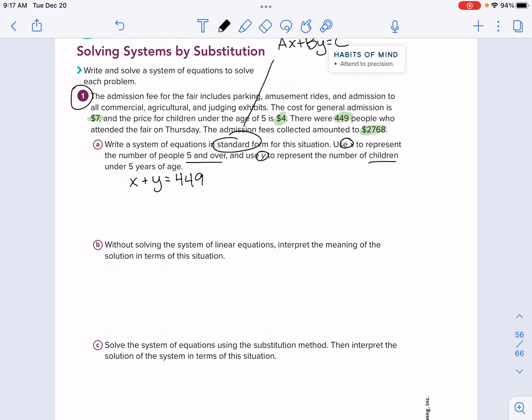And then separately from there, we can also write this in terms of how much each group paid. So this one is in terms of money. So the first equation, people. Second one, money. We could have 7x be the term in the second equation. This is $7 for all the people that paid, that were over the age of 5. And then, right, it's slightly cheaper for children under 5. For y, it's $4 for people that are under 5. And if you add all that up, the revenue generated is $2,768.